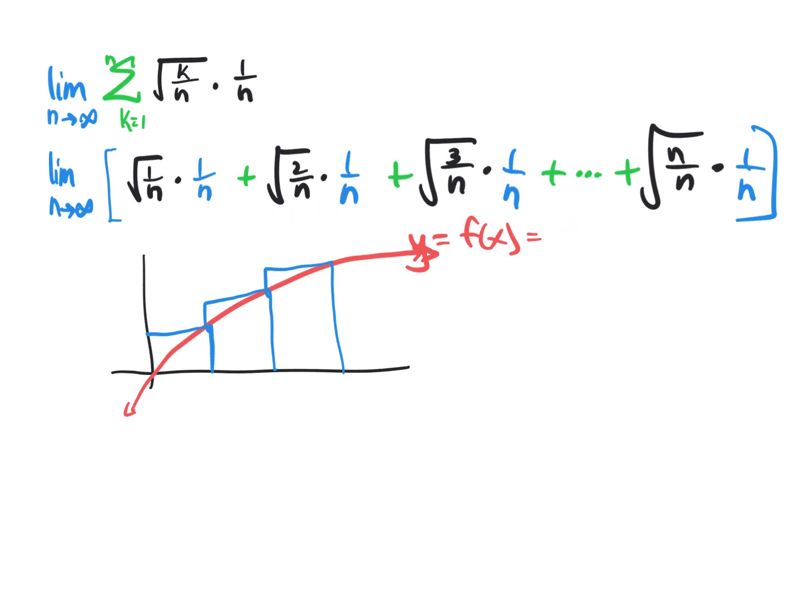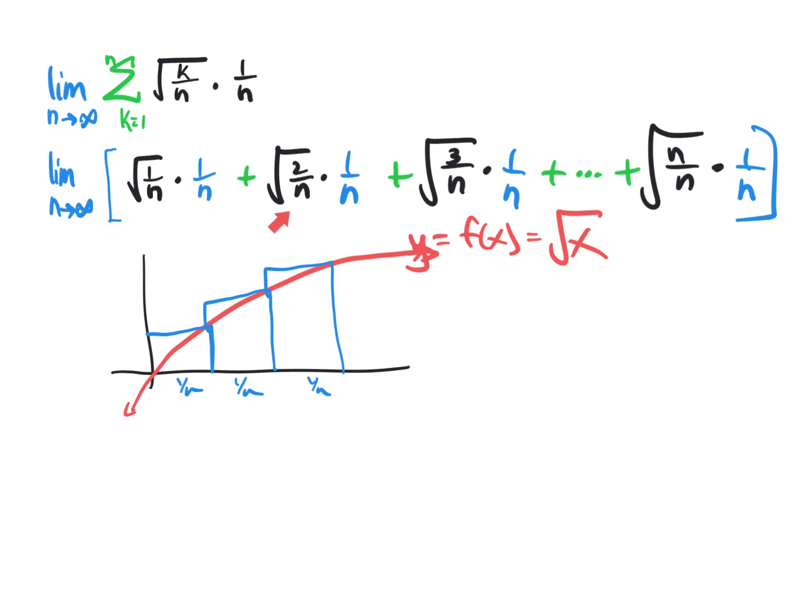So if this function was just the square root of x, then what would the height of the first rectangle be when k was 1? Would it be the square root of 1 over n? The answer is yes, because the x value here is 1 over n. And when we put it into this function, we get the square root of 1 over n, which is the y value, which is the height of a rectangle. So there's the height of the rectangle times the width.